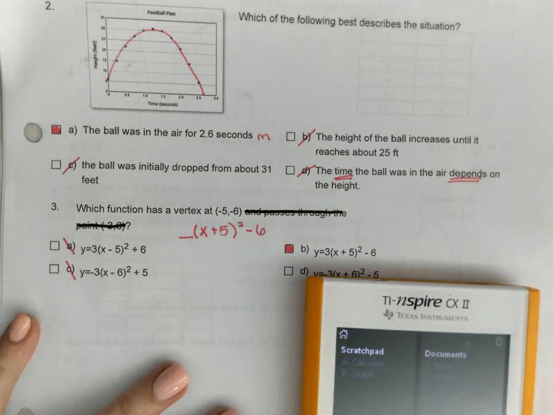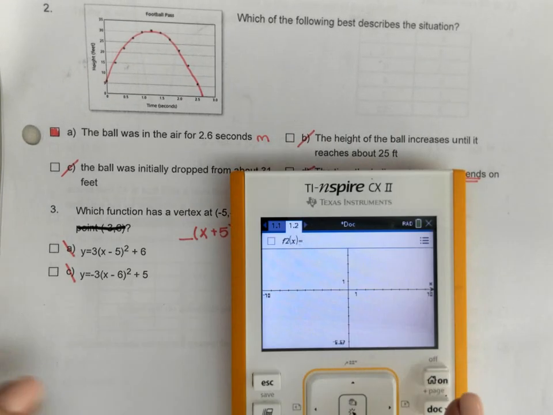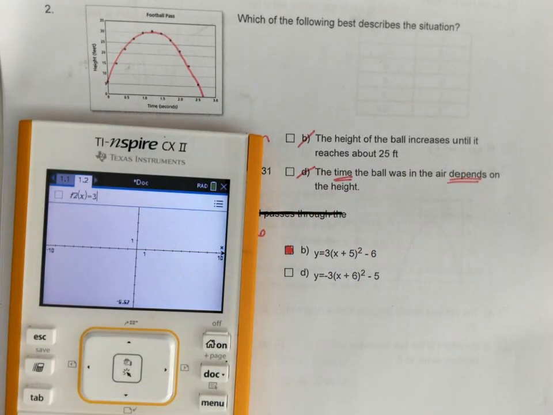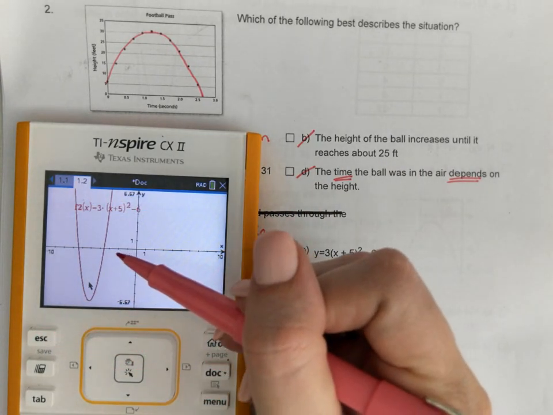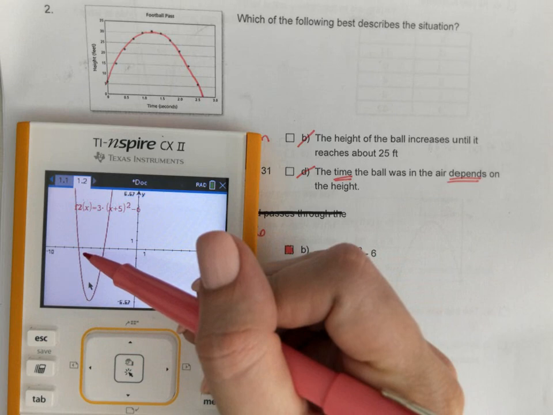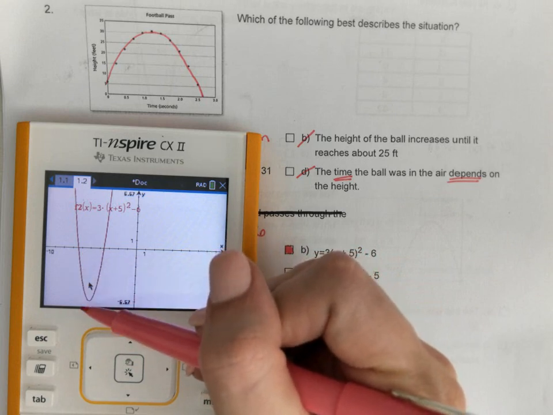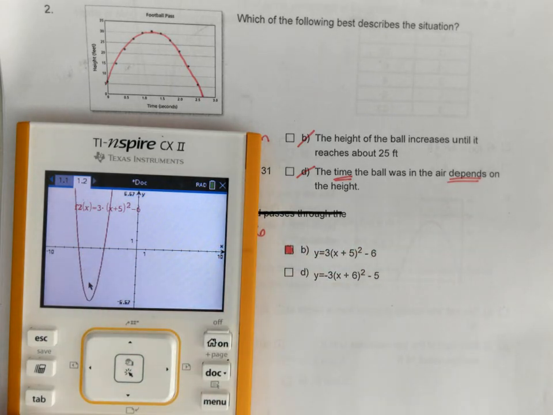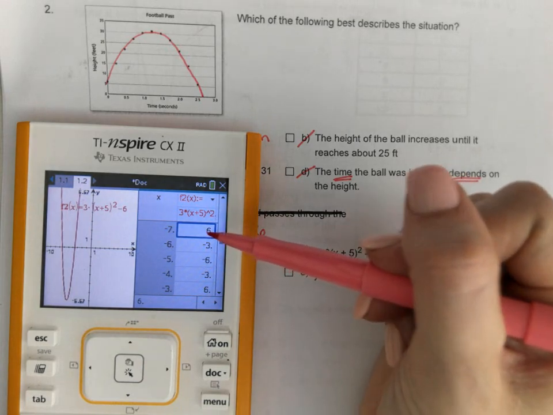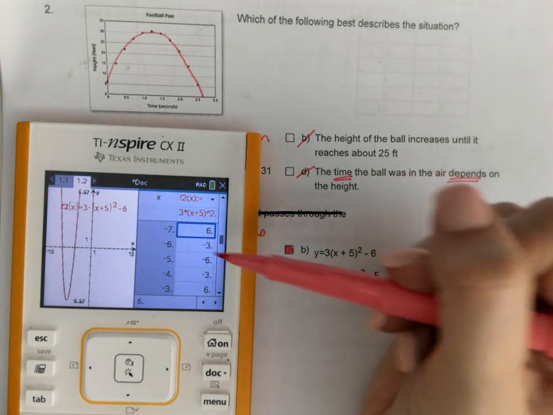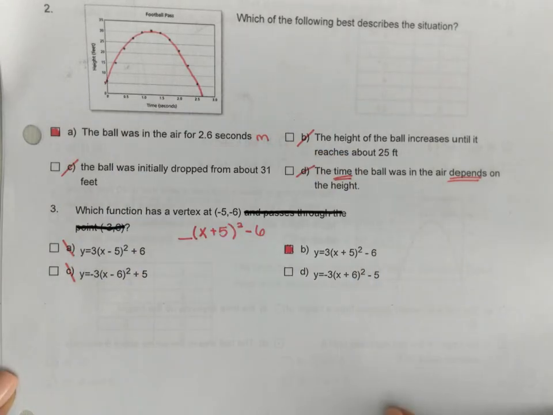go to the graph, and I could type in 3 parentheses, x plus 5, close parentheses, squared minus 6. And the vertex is at -5, 1, 2, 3, 4, 5, -6, 1, 2, 3, 4, 5, 6. You could also look at the table, Control T, and the -5 is in the middle of the rainbow. 6, 6, -3, -3, and right there in the middle is -5, -6.